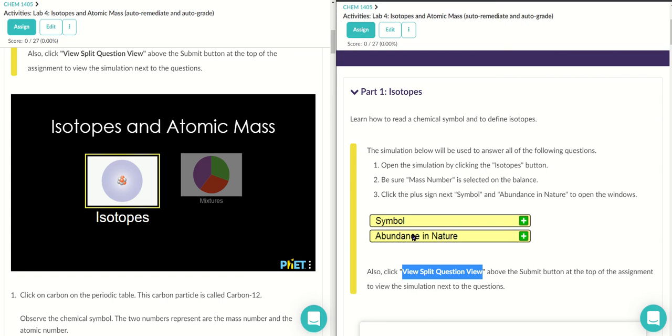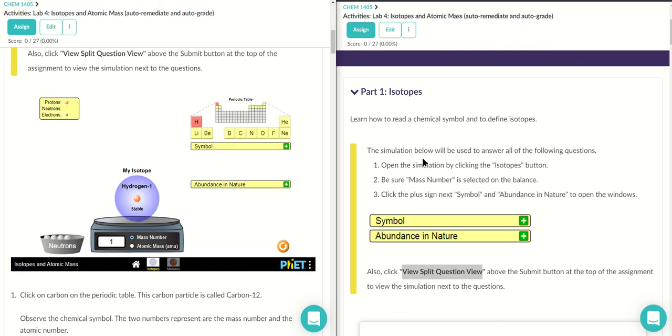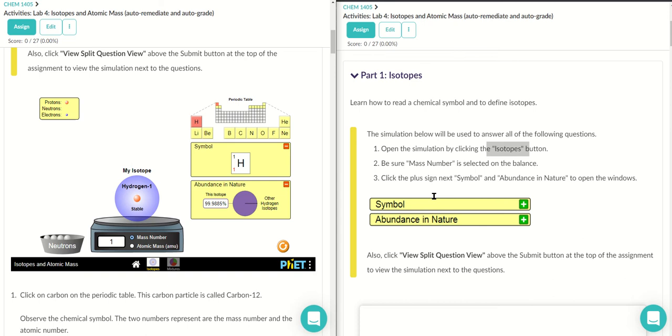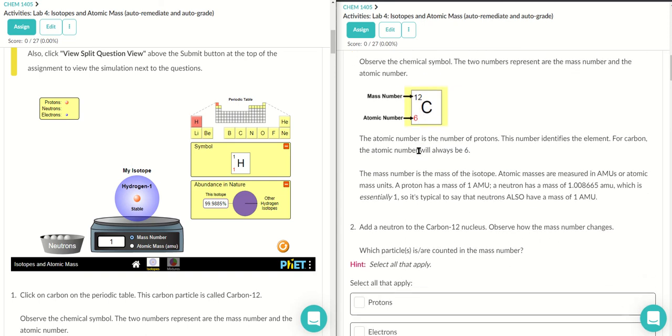Nice to know. Okay, so first we are working with isotopes, right? That's what part 1 is about. So open the simulation by clicking isotopes. Be sure mass number is selected right there, so we're making sure we have the right one. And click the plus sign next to the symbol so that you can see both the symbol and the abundance, because it tells you how much of this particular isotope exists in nature. That's what abundance means.